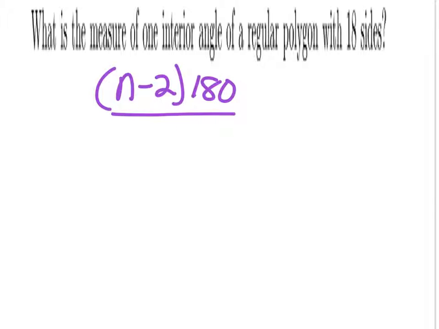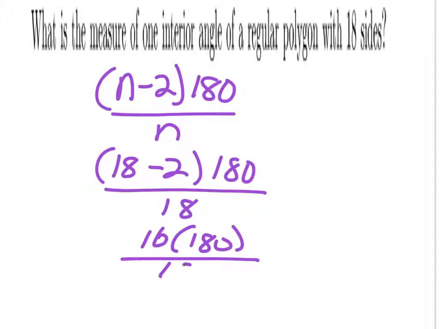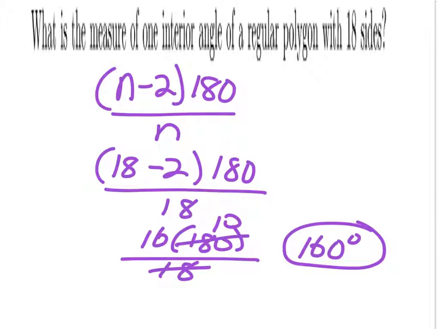So we're going to use our formula n minus 2 times 180. That gets us the sum of the interior angles, divided by the number of angles. Remember, we have 18 minus 2 times 180 over 18. So you have 16 times 180 over 18. The 18 cancels to get a 10. So you have 16 times 10, or 160 degrees, is what each interior angle of a regular polygon with 18 sides has.